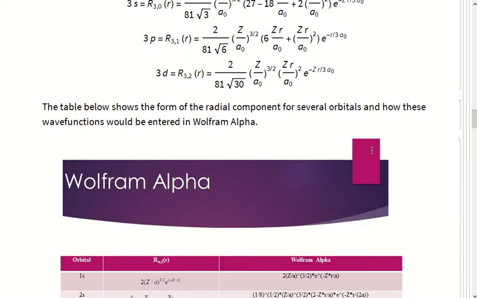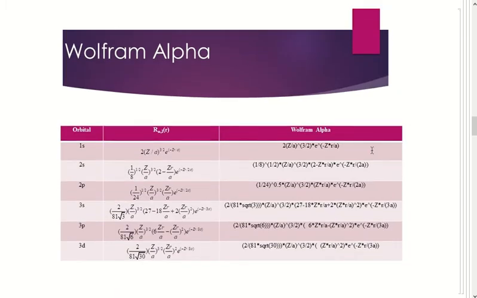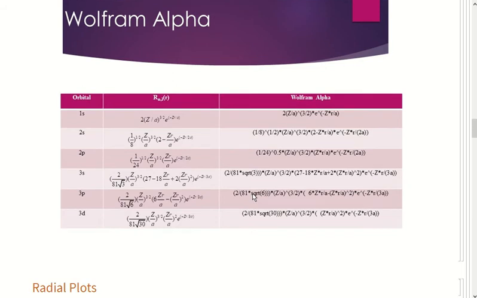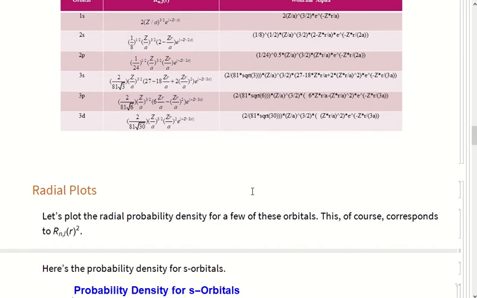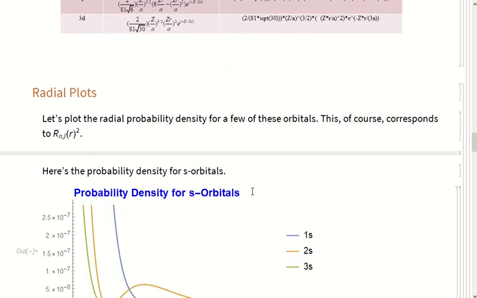I also have listed here a table which may also be found in a Word document that's posted on the class website that indicates, again, the orbitals, the radial component, and how you would enter that radial component in Wolfram Alpha. So that's something that you can use when entering these in Wolfram Alpha. You can also use it in the Wolfram Cloud. All right, so let's take a look at some of these orbitals and the radial components.